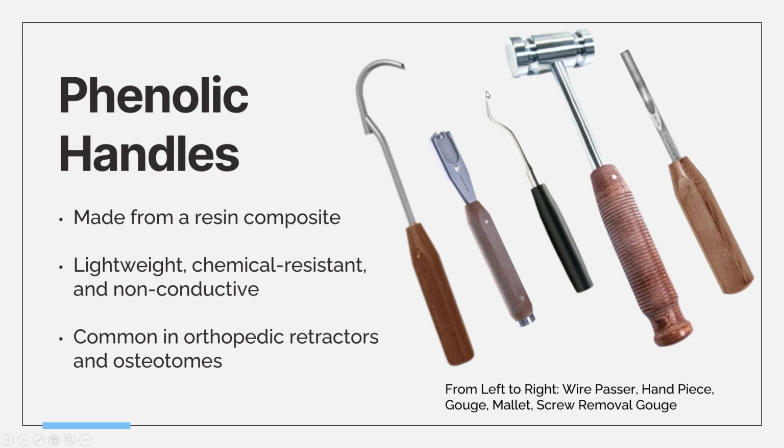And the gouge is used to pick up a bone fragment, for example, pick up stubborn residues. And the mallet is used for chiseling, for example. You would use it to smash against a chisel or an osteotome to remove pieces of bone or other tough materials. And a screw removal gouge, it's pretty similar to this actual gouge, but it's often used for removing screws off implants.